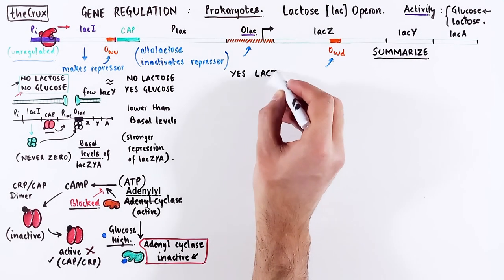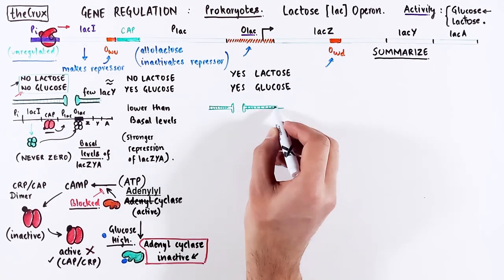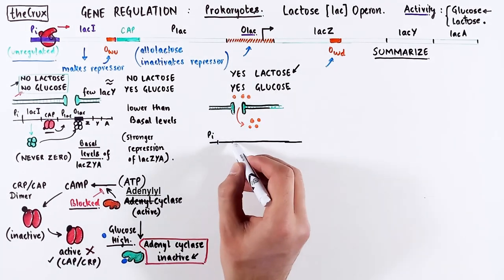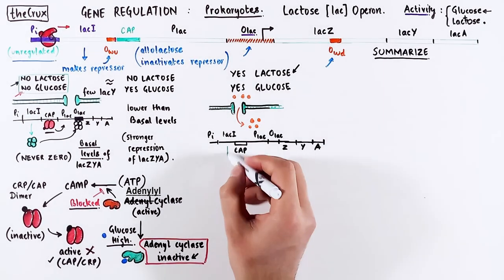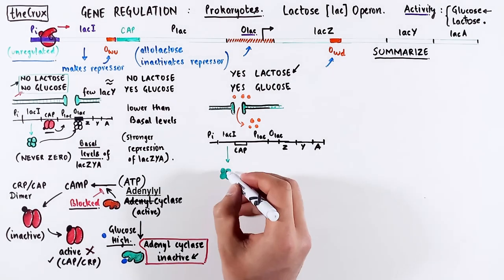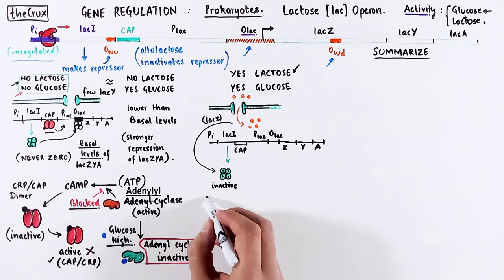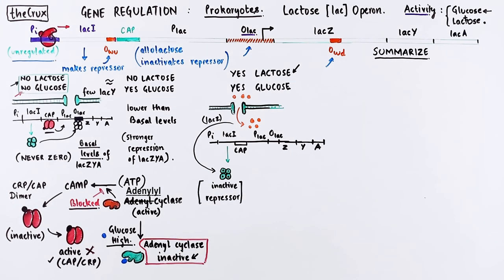Now, when you have both lactose and glucose, the lactose is of course imported into the cell because of some basal level expression of LacZYA. The repressor is produced as it normally will be, but the LacZ, which is expressed at basal level, makes allolactose from the lactose, which inactivates the repressor, so it cannot bind the operator anymore.